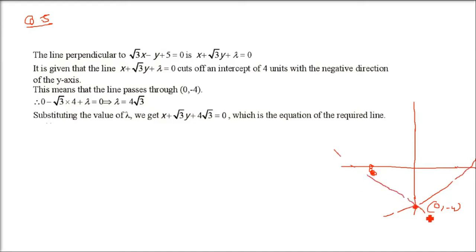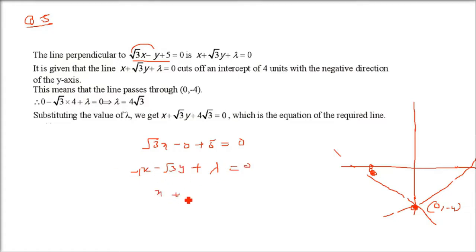But one thing I know, that the line we are interested in is passing through (0, -4) and it is perpendicular to root 3x minus y plus 5. So what we have to do is change the coefficients of x and y and put a minus sign in between. So root 3x minus y plus 5 equals 0 becomes x plus root 3y plus lambda, with a constant lambda in place of the constant.